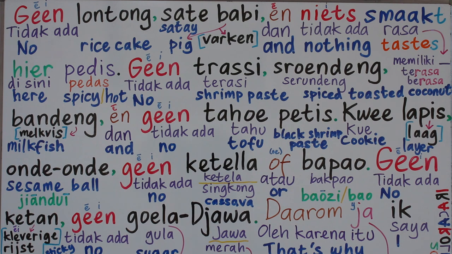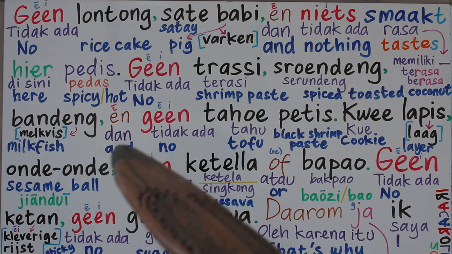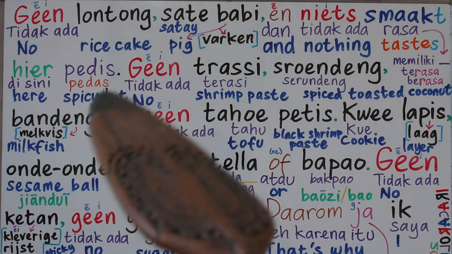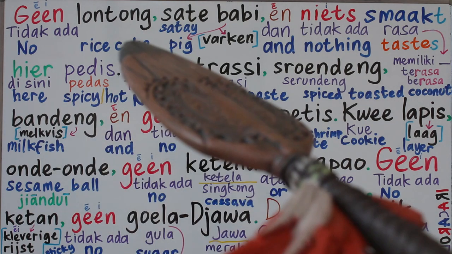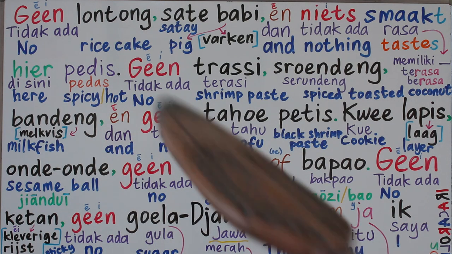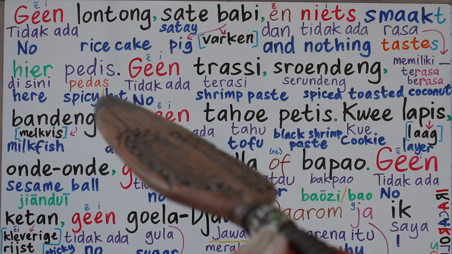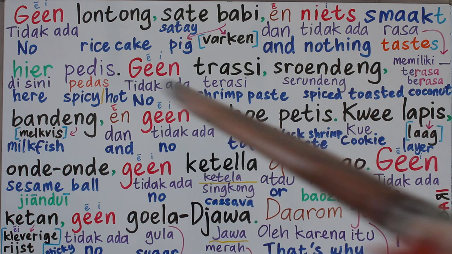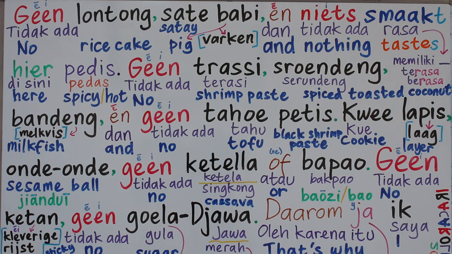Yeah. And now, this is the same. Okay. Here, in Dutch, here. And this one in Indonesian should be pedas or pedes. I don't know why in Dutch it becomes like this with this letter, because in Indonesian it's either with A or with E. So I don't know why it becomes like this, but yeah, it's supposed to be spicy or hot.